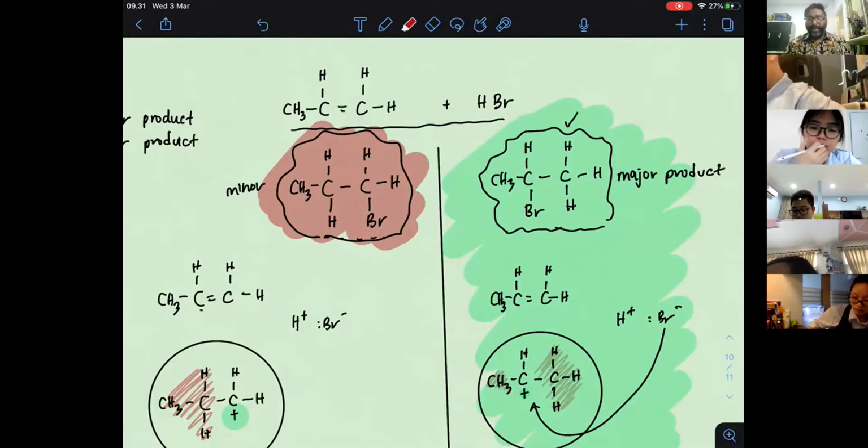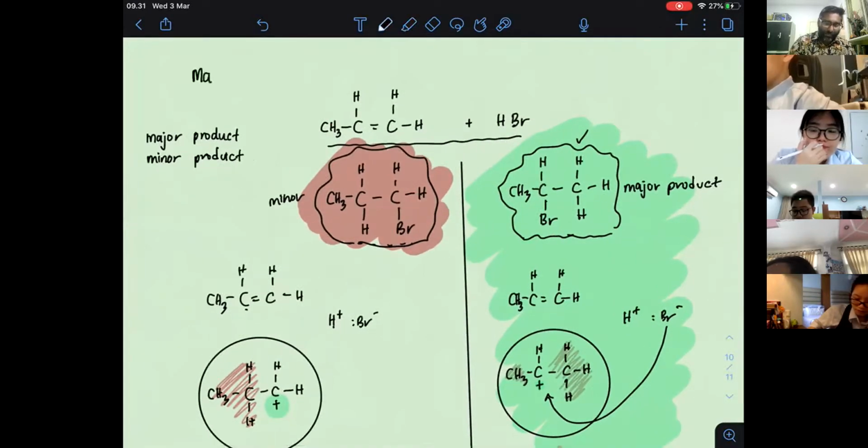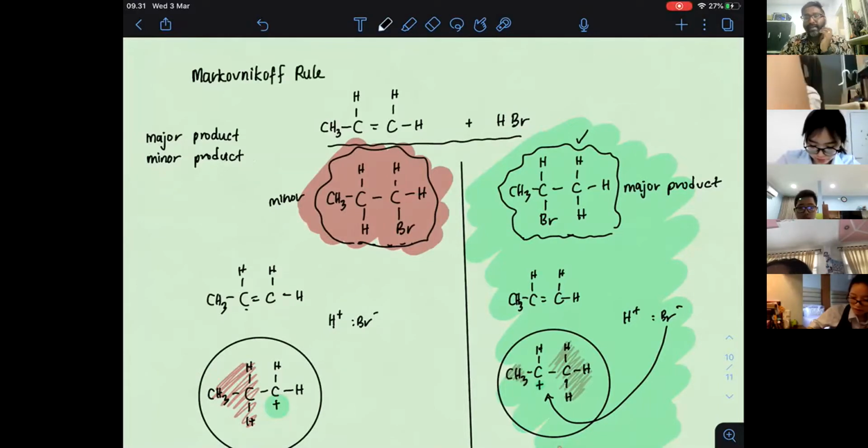In the past, they had a name for this rule. They called it the Markovnikoff rule. But they have removed it from the syllabus. But the concept is still there. The concept is still there. So you just take note.